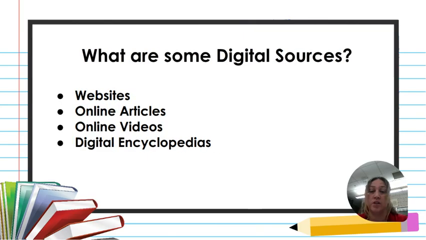And again, digital sources, right? What we use to get that information. We can use websites, online articles, online videos, digital encyclopedias. Not all digital sources are the same, so we need to choose them carefully.